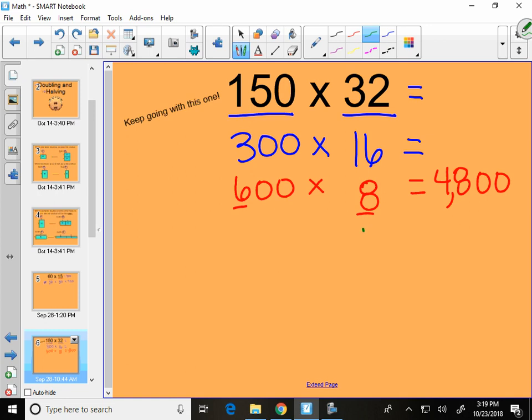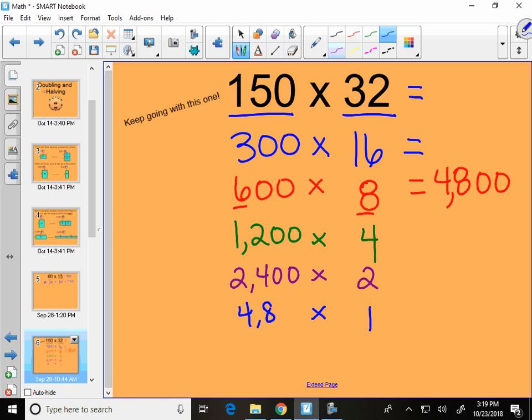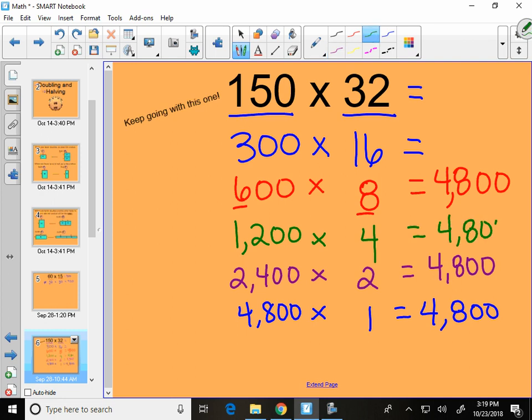What if we kept cutting the number in half and doubling the other number? What if we kept going? Cut one number in half and double the other number. Oh my gosh, let's keep going. Cut one number in half and double the other number. What's 4,800 times 1? 4,800. And that's what they all equal. So try the doubling and halving trick. If you double one number and cut the other number in half, you might be able to make a much easier to work with problem. Okay?